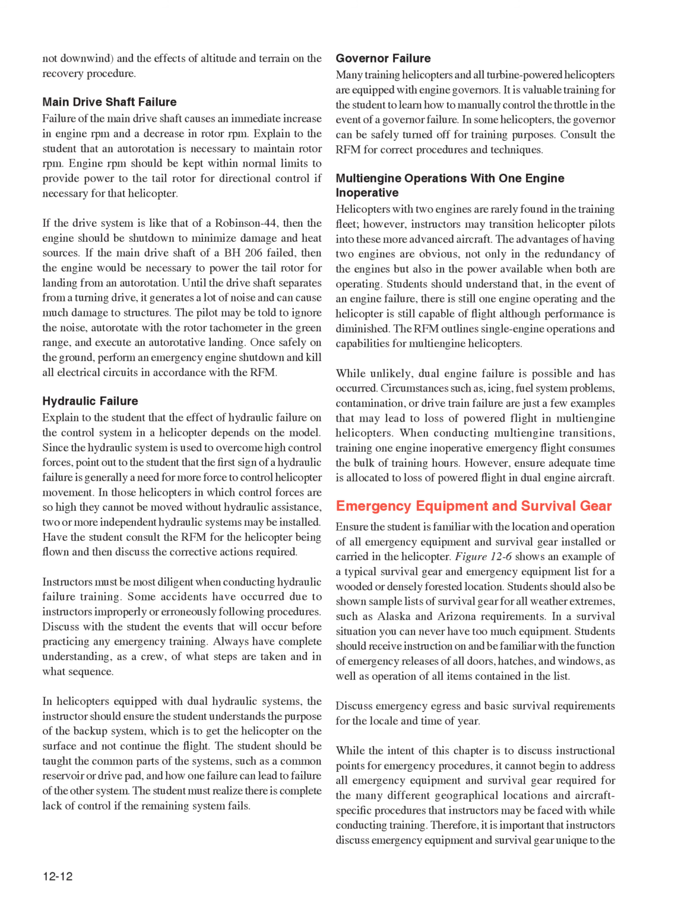Emergency equipment and survival gear. Ensure the student is familiar with the location and operation of all emergency equipment and survival gear installed or carried in the helicopter. Figure 12.6 shows an example of a typical survival gear and emergency equipment list for a wooded or densely forested location. Students should also be shown sample lists of survival gear for all weather extremes, such as Alaska and Arizona requirements. In a survival situation you can never have too much equipment.